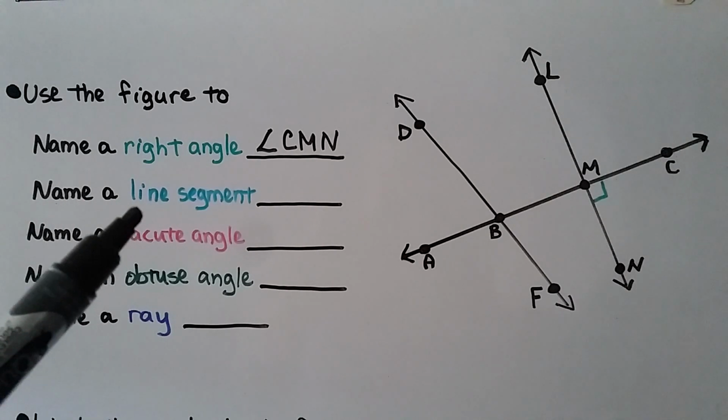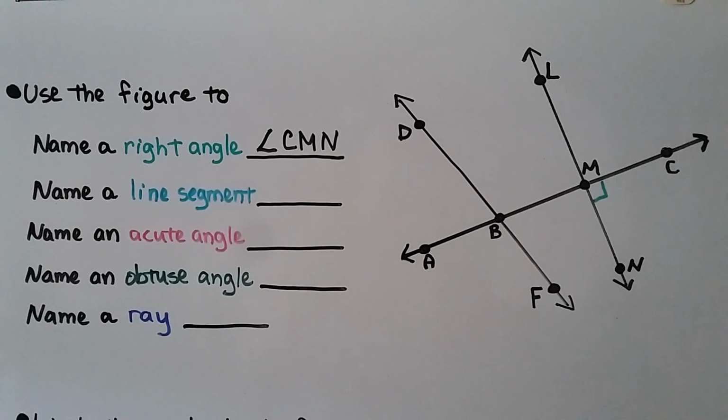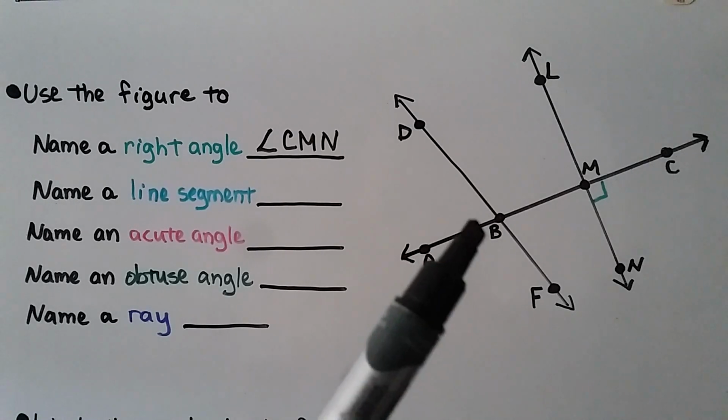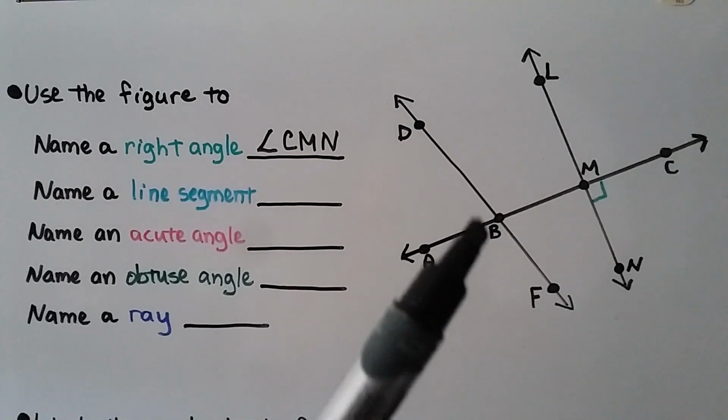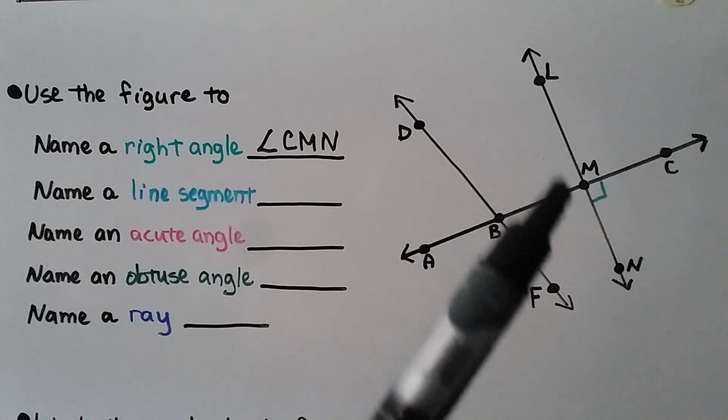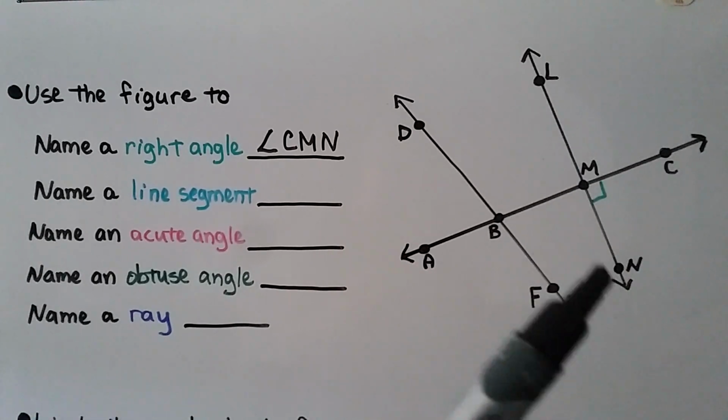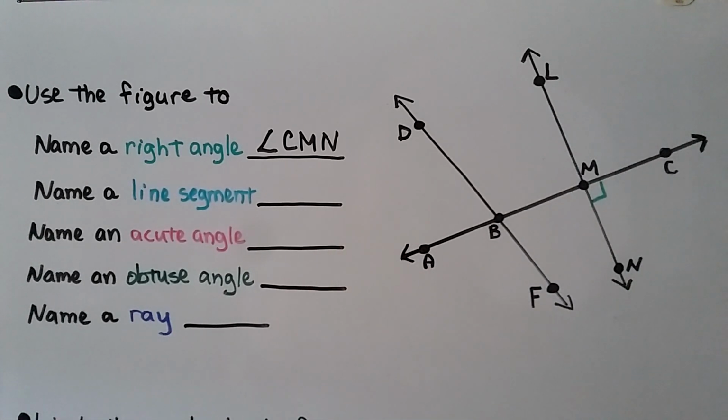Can we name a line segment? Oh, there are a lot of line segments in this figure. We could choose any one of them. We have a line segment AB right here. We have a line segment DB. We have a line segment BM and LM and MC and MN and BF. There's lots of line segments here. We could choose any one of them. Let's choose AB. We write the capital letters AB and put the bar over the top for line segment.